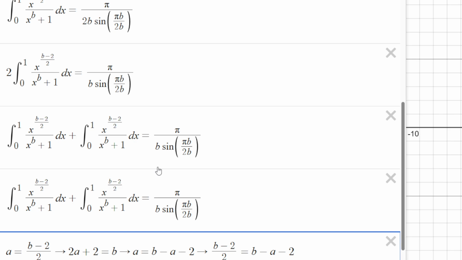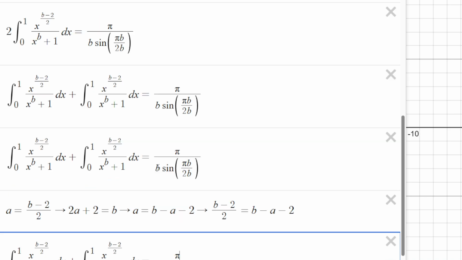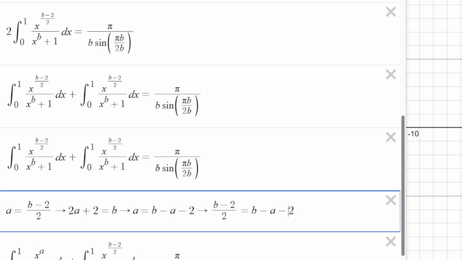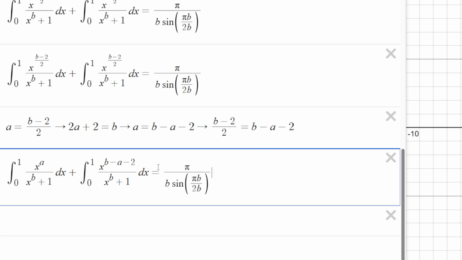So now we have two different ways of expressing (b minus 2) over 2 in terms of either a or a and b. All right, so now let's copy this down here, and we'll use (b minus 2) over 2 is equal to a right here. And then we'll use our other equality, (b minus 2) over 2 is equal to b minus a minus 2 on this one right here. And then, well, I'd like to introduce a into what this integral is actually equal to.